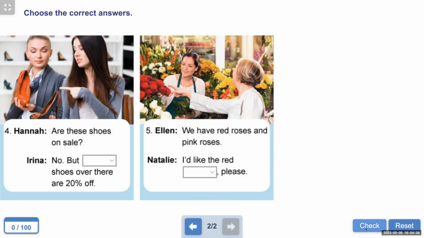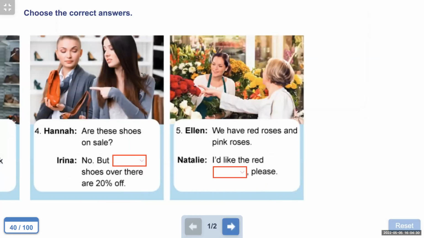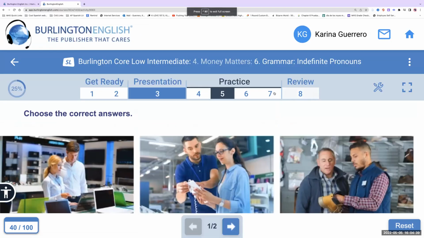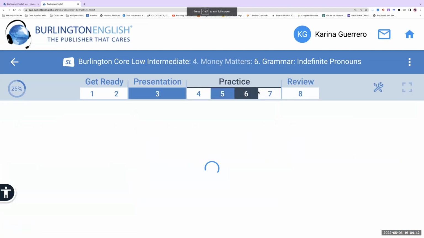So once you're finished, remember we want to check. Okay, we know 1 and 2 are correct. I did not do 3, 4, or 5, so it's going to mark it as incorrect. So let's go now to practice number 6.